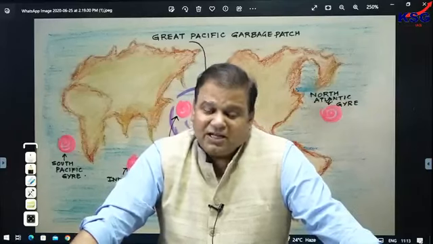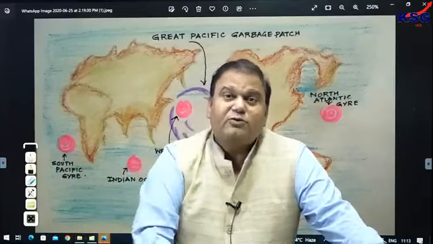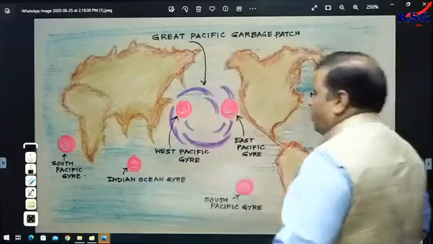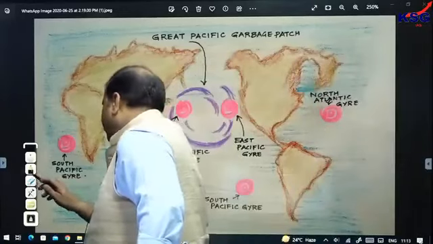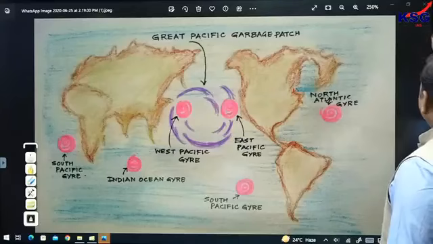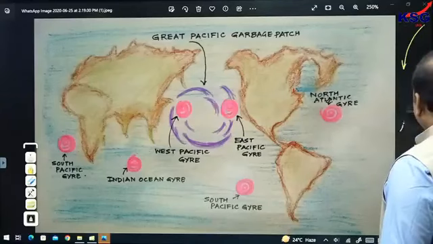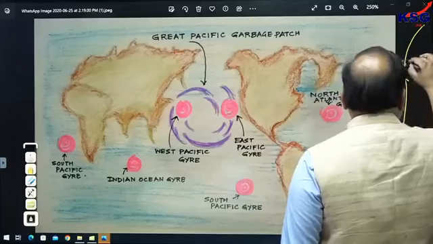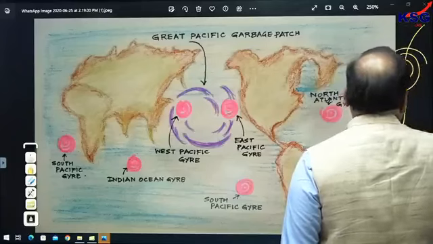Now, how was this patch formed? This patch was formed due to gyres. A gyre is a phenomenon in geography when two oceanic currents mingle. Suppose here is one oceanic current and here is a second oceanic current. When two oceanic currents mingle, whirling of oceanic water would take place.